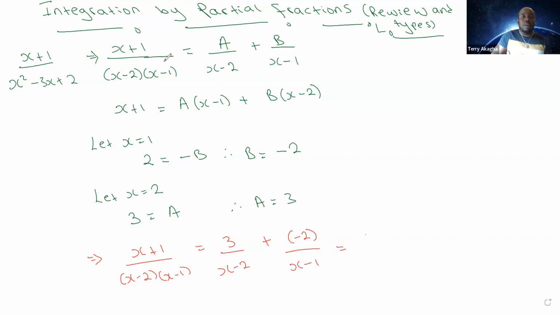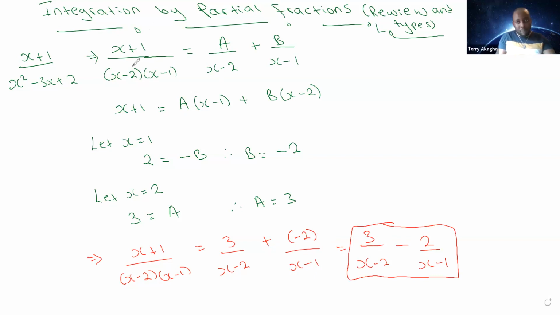It's going to be 3 all over x minus 2 minus 2 over x minus 1. So this is the partial fraction for that. So if you solve this, it should give you this as well. Is that okay? All right. We're not here to talk about partial fractions. We know how to do that. Now, we're talking about integration of partial fractions.